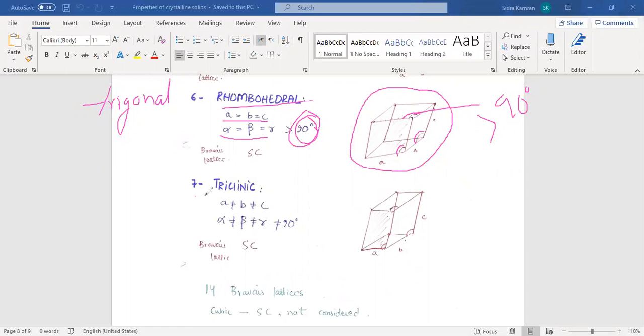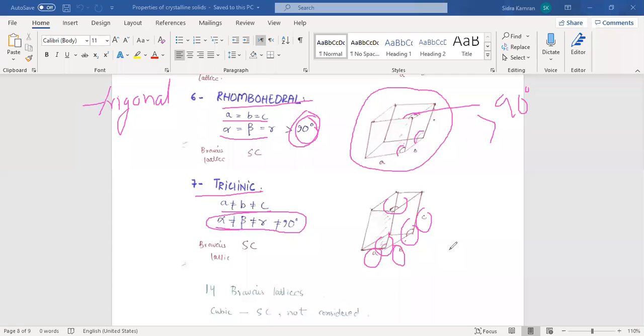Last one, that is the triclinic crystal system. In a triclinic crystal system, edge length A is not equal to B, B is not equal to C, and angles alpha, beta, gamma are also not equal to 90 degrees. So in triclinic, not all the edges are equal and not all the angles are equal to 90 degrees. All are different. All the edge lengths A, B and C are not equal and all the angles are not equal to 90 degrees.